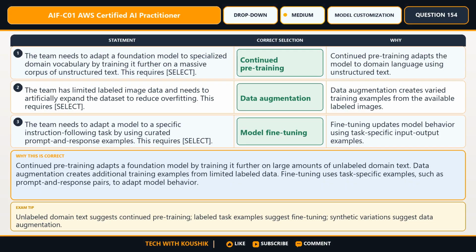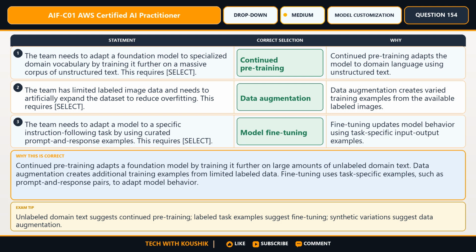Question type, drop-down. The correct answer is 1. Continued pre-training. 2. Data augmentation. 3. Model fine-tuning. Here is why this answer is correct. Continued pre-training adapts a foundation model by training it further on large amounts of unlabeled domain text.